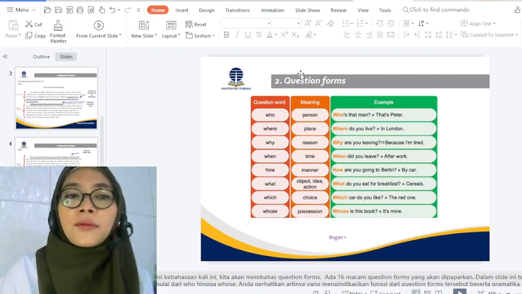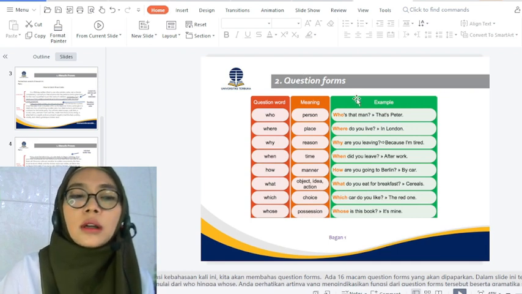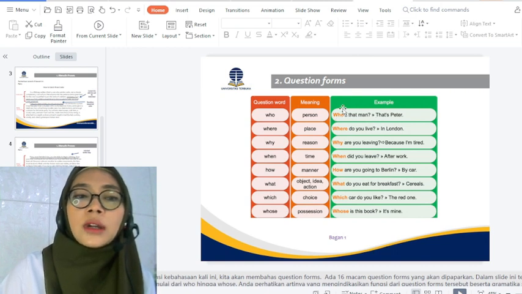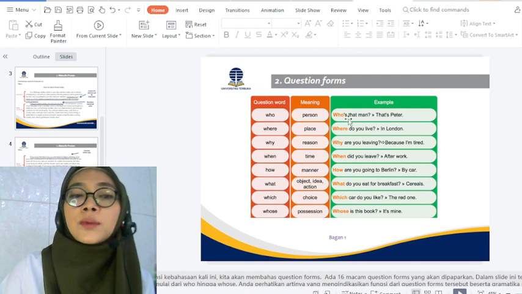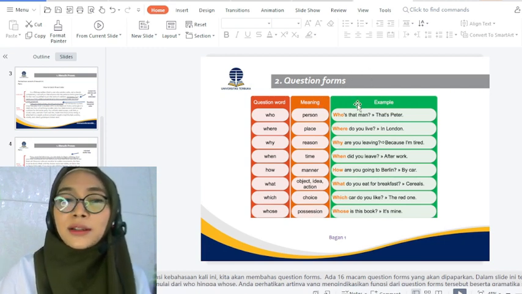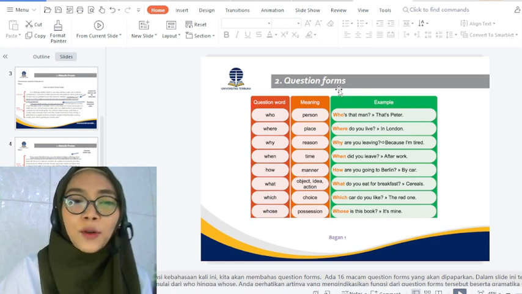Remember, in question form, you should put the verb or modal verb before the subject. For example here, who is that man? So the first one you put is the question word who, and then you put the verb or to be, and then the last one you put the subject. So in question form, the verb is inverted in the first part, and then the second one is the subject. It's different from the sentence form.